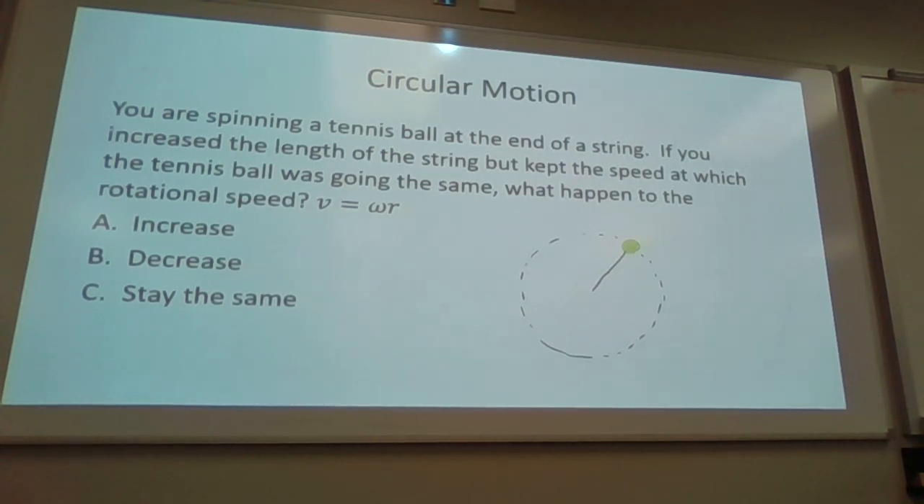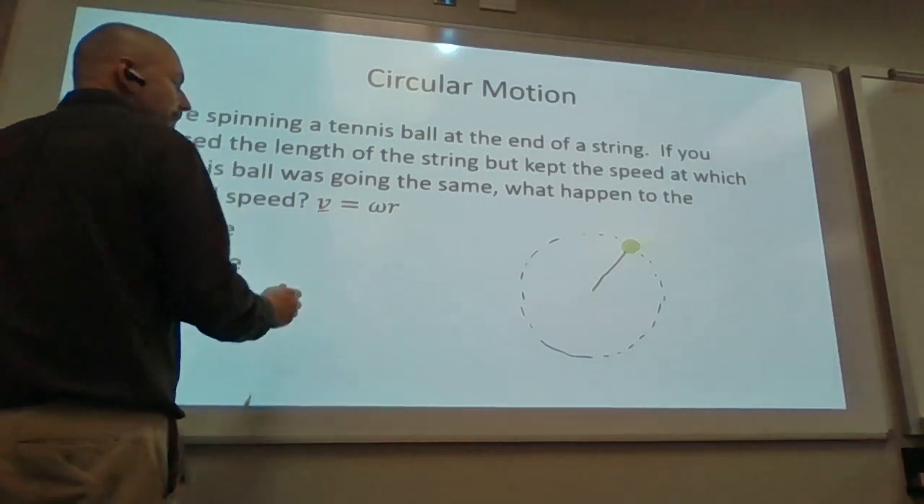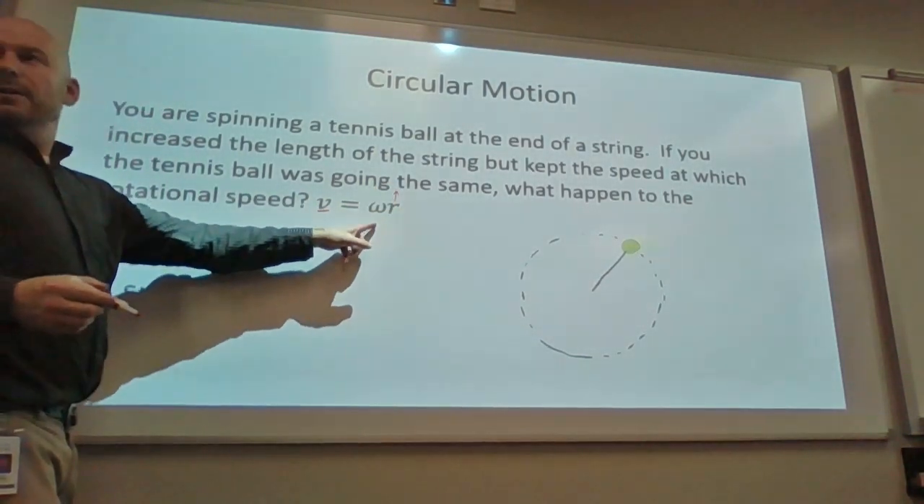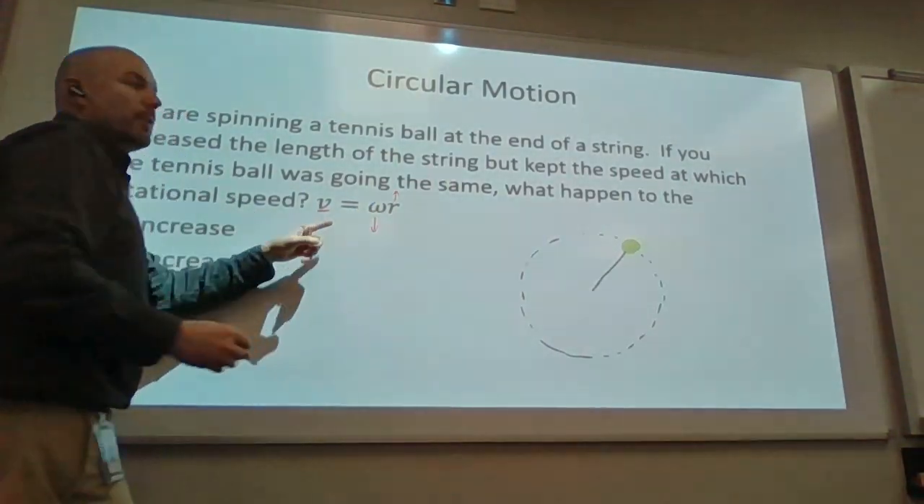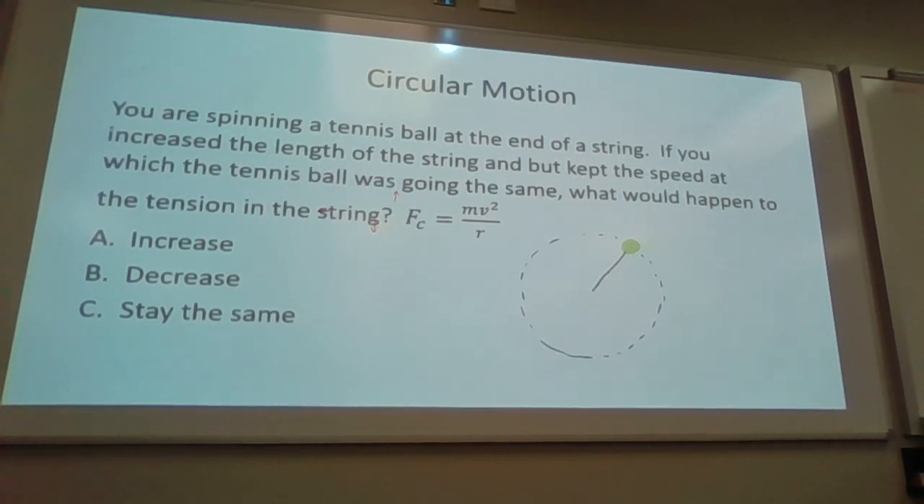Correct answer is B. We're keeping the speed the same, and we're increasing the radius. So in order to keep the speed the same, rotational speed needs to decrease. Good with that? Next question.